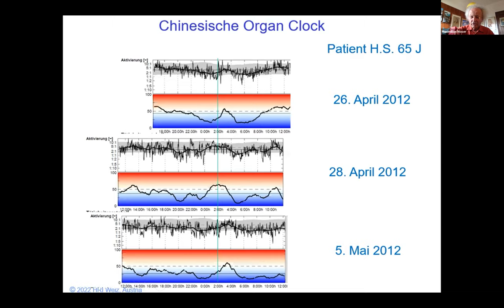Usually, you should have parasympathetic drive during the night and not sympathetic. Now, when we looked at the organ clock, we saw that this was the liver time. Around 1 to 2 to 3 o'clock in the morning is the liver time. And it was always at this time, approximately. And so we asked him if he had some problems with the liver.